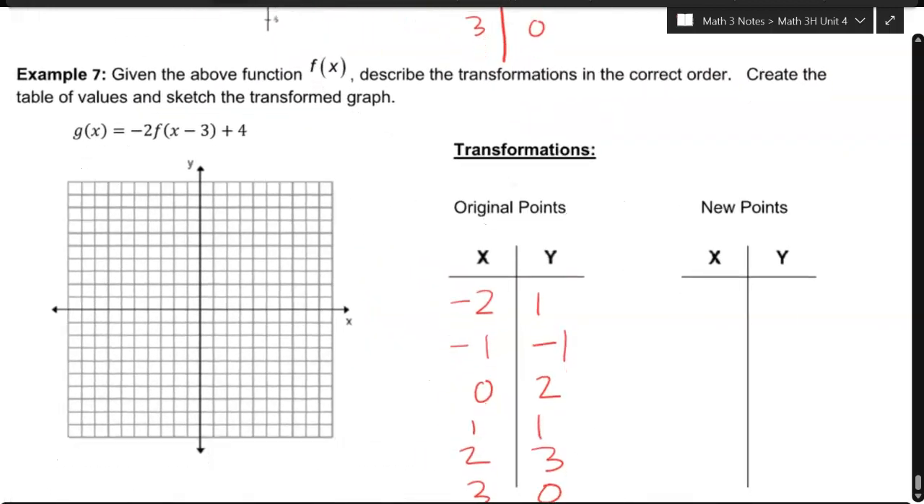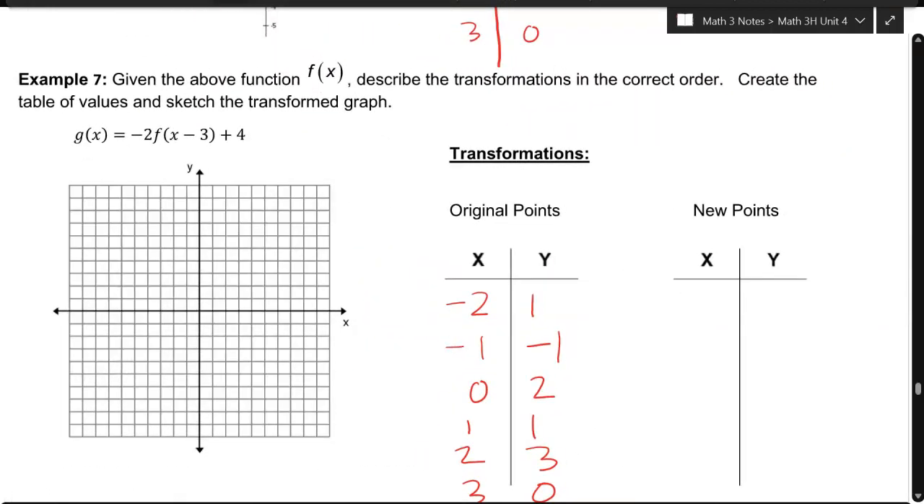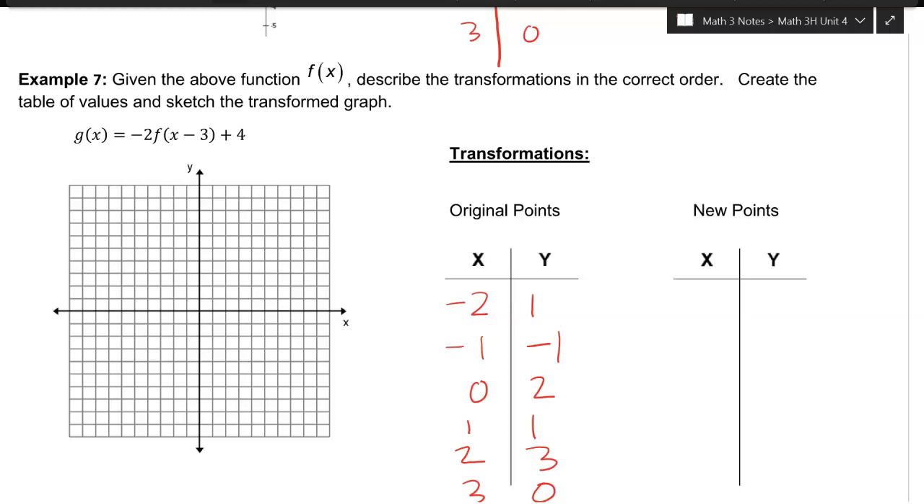Given the function above, describe the transformation in the correct order, create the table of values, and sketch the transformed graph. All right, so we have a reflection on the x-axis, and then a vertical stretch by 2, and then right 3, and up 4.